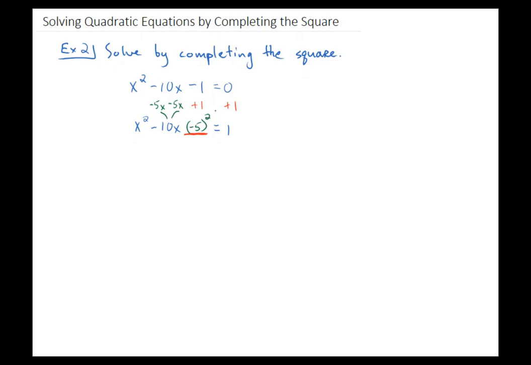Now here I have to do a little bit more than I did in my previous example, because that previous example was just training wheels on coming up with this number. But now we're dealing with an equation. And so the whole thing that allows us to get away with just inserting some number that we came up with is that whatever we do to one side, we have to do to the other side. So I'm going to add this negative 5 squared to the other side as well.